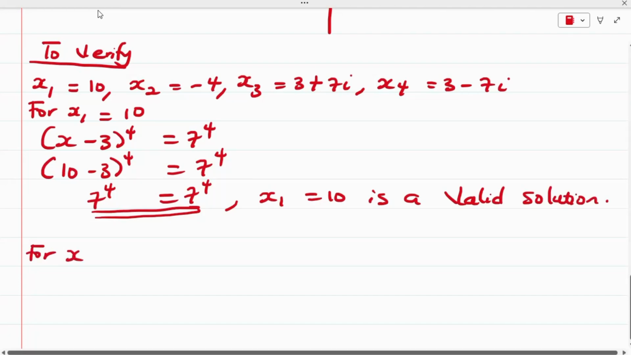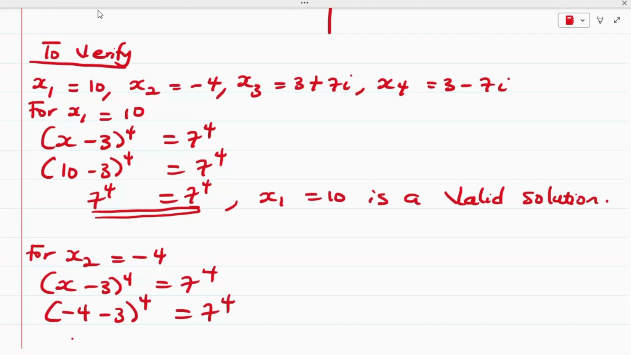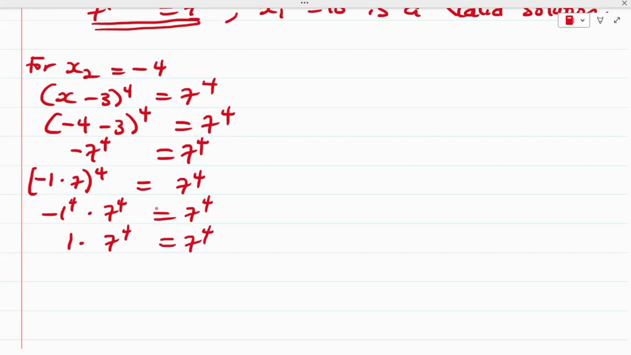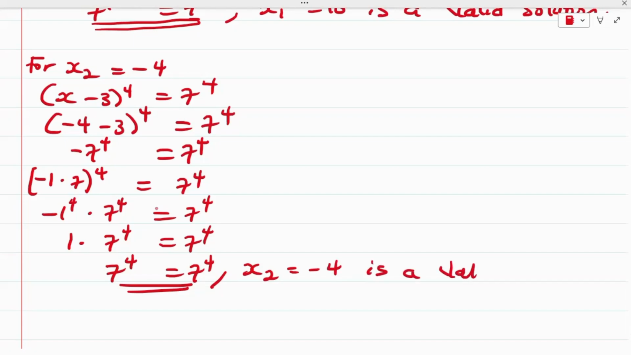So let's go on to x2 equals minus 4. We have (x minus 3) raised to the power of 4 is equal to 7 raised to the power of 4. With x as minus 4, (minus 4 minus 3) raised to the power of 4 equals 7 raised to the power of 4. Minus 4 minus 3 is minus 7, raised to the power of 4. This can be written as (minus 1 multiplied by 7) raised to the power of 4, which is minus 1 raised to the power of 4 multiplied by 7 raised to the power of 4. Minus 1 raised to the power of 4 is 1, multiplied by 7 raised to the power of 4 is 7 raised to the power of 4. And this implies that x2 equals minus 4 is a valid solution.